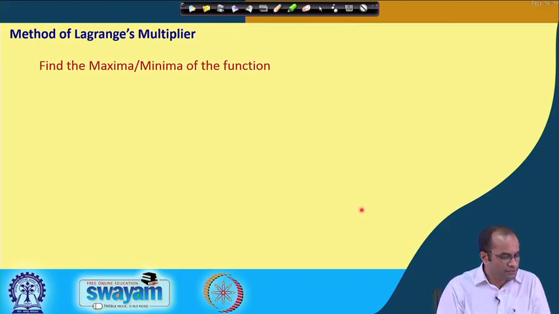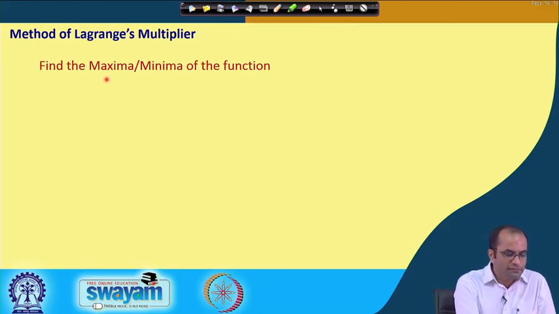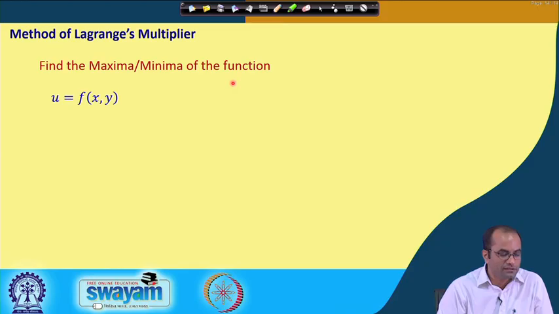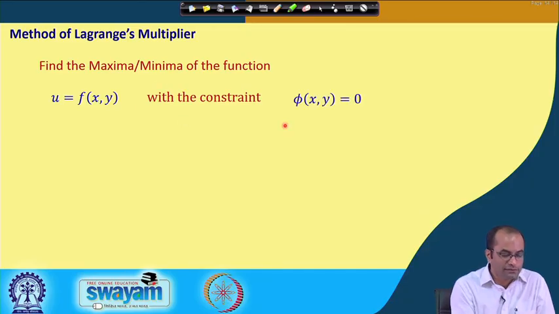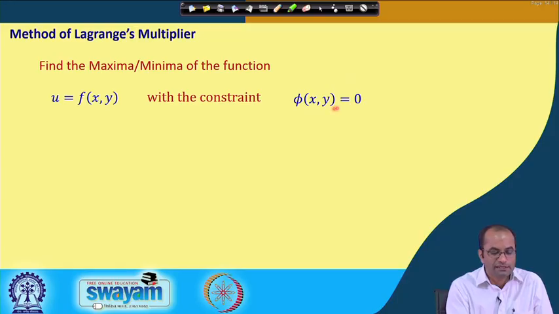Let me just discuss the problem. If you want to find the maxima and minima of the function, let us say u is equal to f(x, y), where we have some other constraint that phi(x, y) is equal to 0. So, we have some relation, some conditions on x and y given.